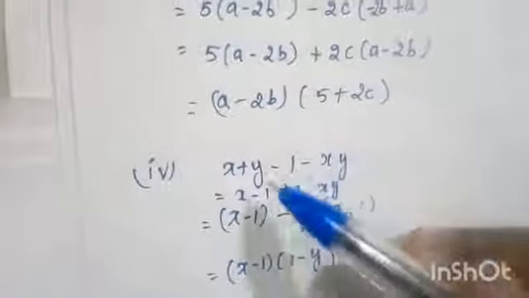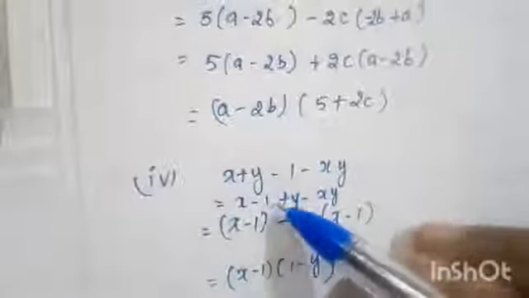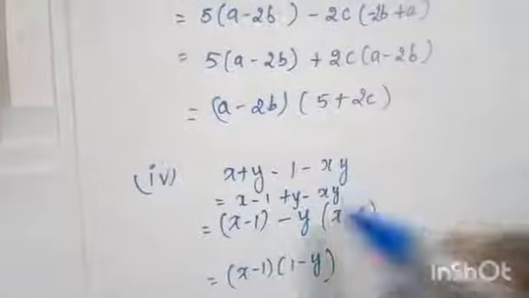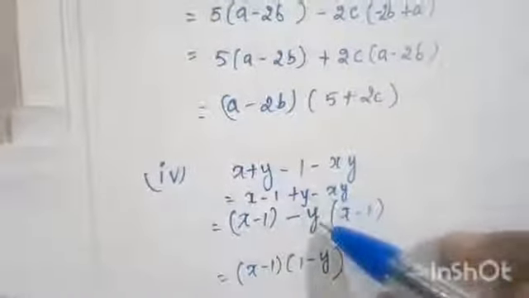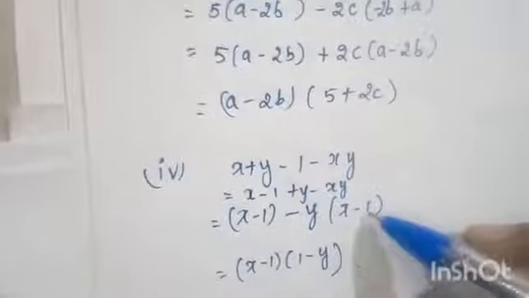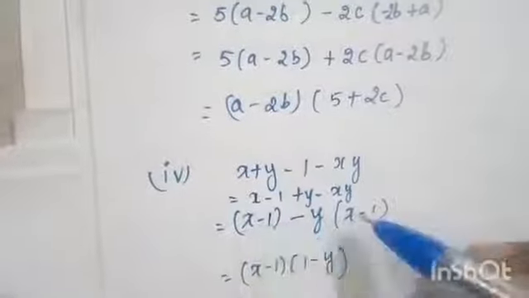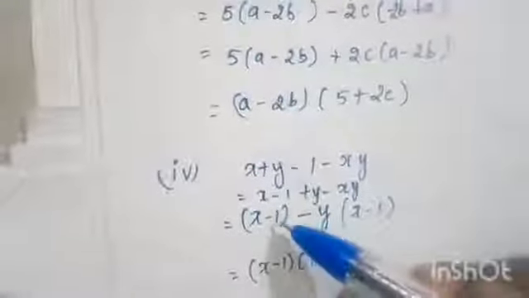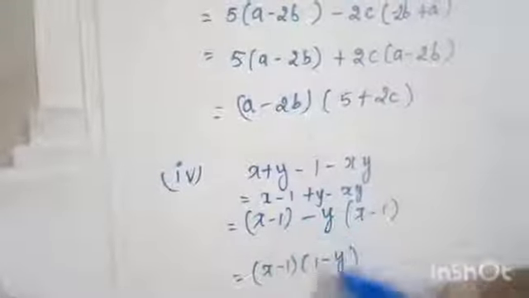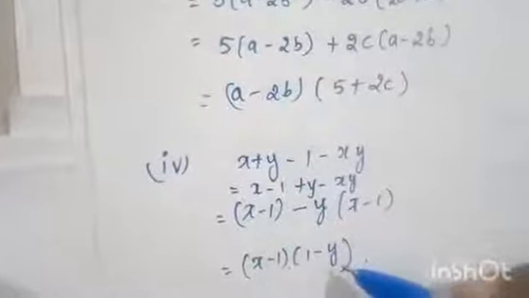The fourth problem: x plus y minus 1 minus xy. Rearrange this: x minus 1 plus y minus xy. Make these two a group: x minus 1. Take minus y common, so x minus 1. What you have in the group, take and write the same. Now x minus 1 is common, take it outside. Here what remains is 1 minus y. This is the factorized form.